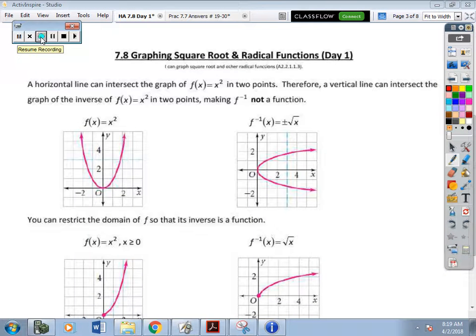All right, so our last section in chapter 7 is on graphing radical functions. So we're going to be graphing square root functions, cube root functions, etc. with and without a calculator.